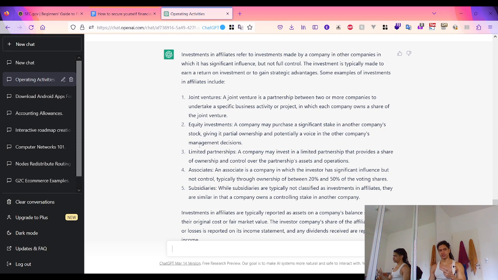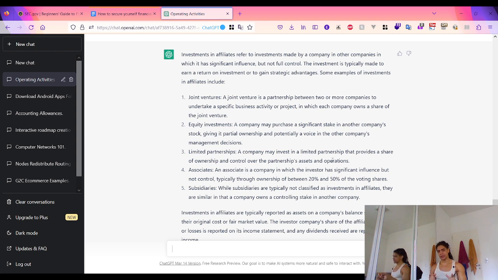Improve efficiency and productivity. That might be market share as well. That might be a couple of examples of how a company can gain strategic advantage by investing in other companies. So, investment in affiliates.